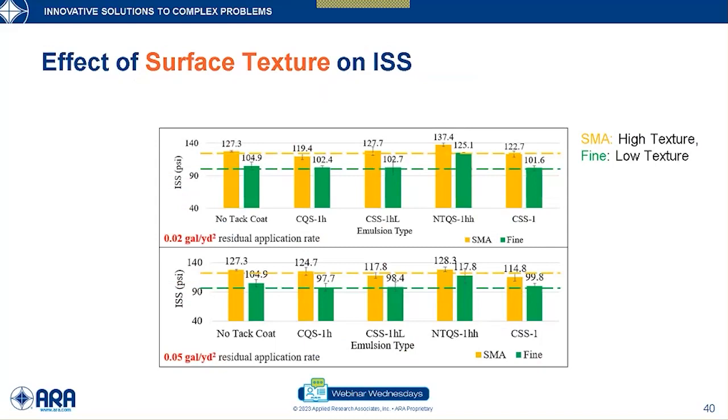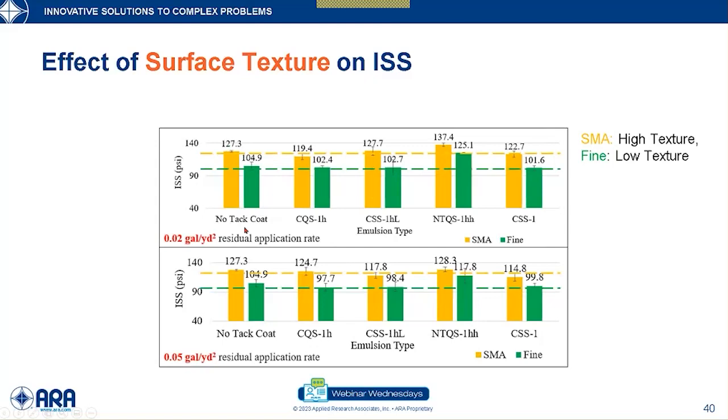This is one of the main highlights of this bond strength study, the surface texture. You can see all the yellow columns are stone matrix asphalt, the high texture, and all the green columns indicate fine texture. In the top figure, all the samples were made at the 0.02 gallon per square yard application rate, and in the bottom figure, all the samples were made with the high application rate, 0.05 gallon per square yard. So whatever your application rate is, if a sample has high texture, it will give you higher shear strength. You can see that in all cases, the high texture gives much higher interlayer shear strength than the low texture.